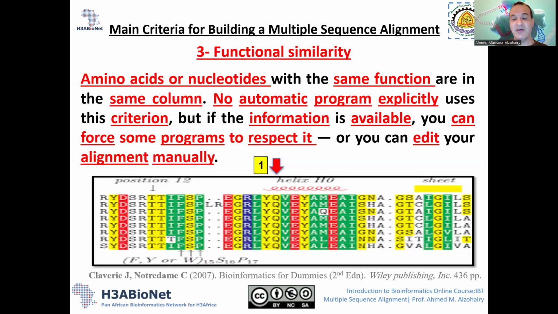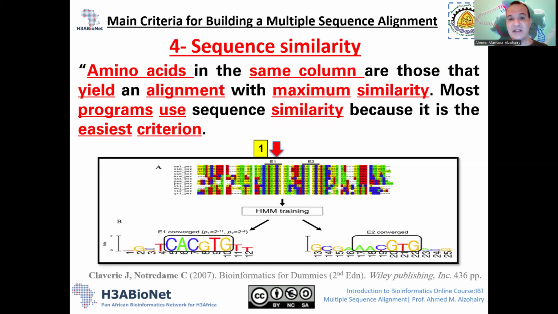Also, if we see that amino acids or nucleotides have a certain position and very similar structure at the same position, this also gives us a criterion that there is functional similarity. Of course, these amino acids indicate some function or are associated with some function, and there are many programs that respect this criteria. Number four is sequence similarity.